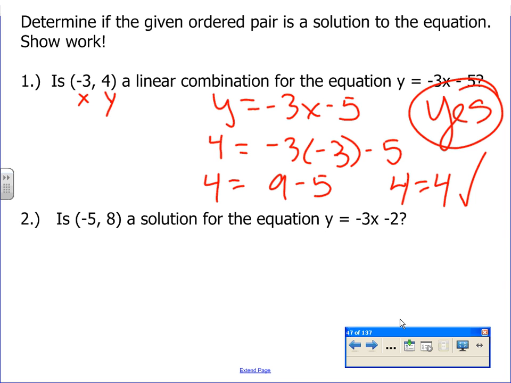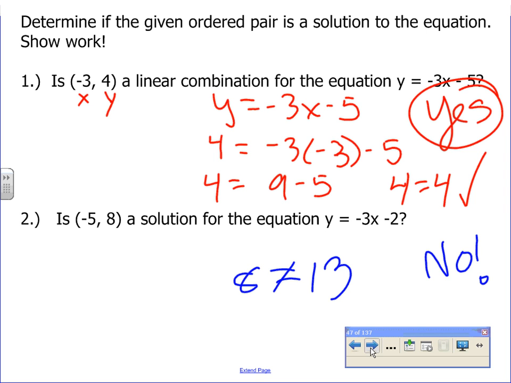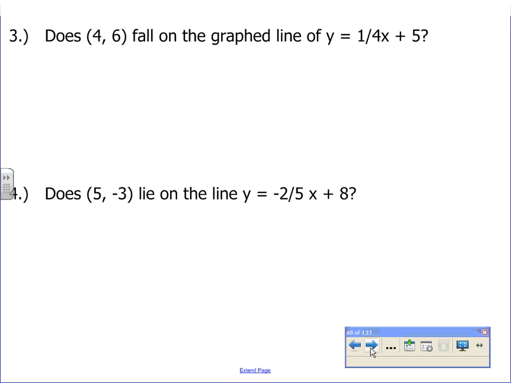All right, John, number 2, yes or no? Say that again. Good. Why was it no? Good. This one is no because 8 does not equal 13. Does anyone need me to go over any part of that? Okay, number 3, Dirk, yes or no? Okay, why? Good. This one is yes because 6 equals 6.